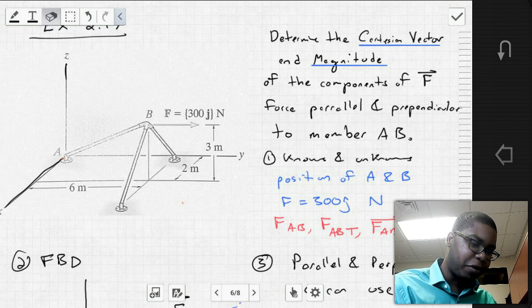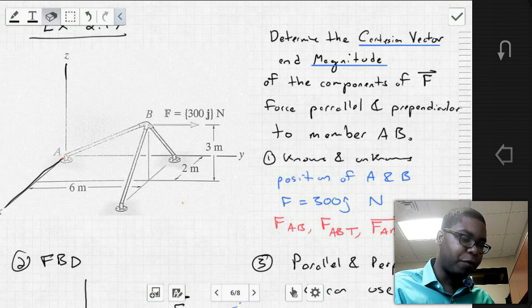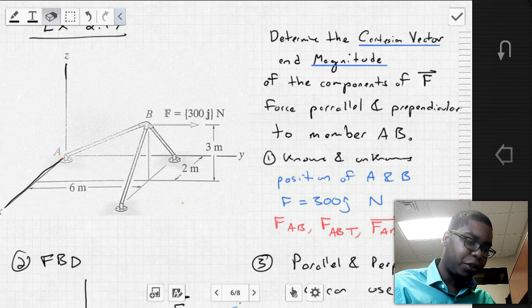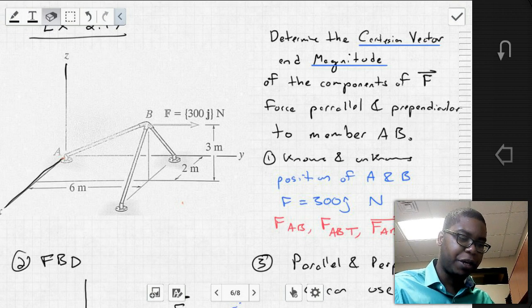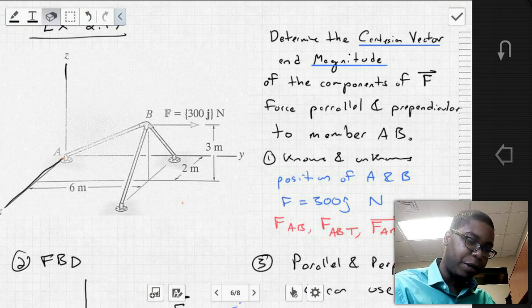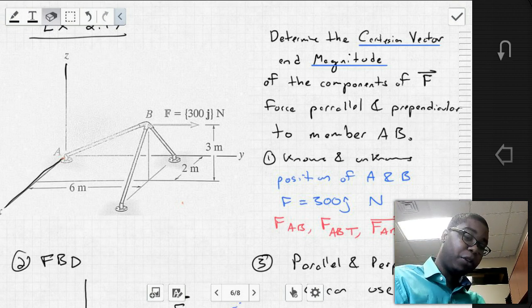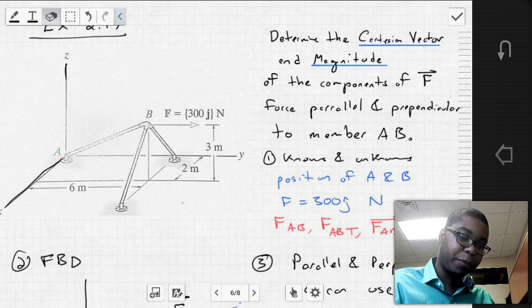We have a point A and a point B. We're given dimensional information for it. And we have a Cartesian force vector of 300 j newtons coming out of point B. This question asks us to determine the Cartesian vector and magnitude of the components of the force vector that are parallel and perpendicular to member AB.